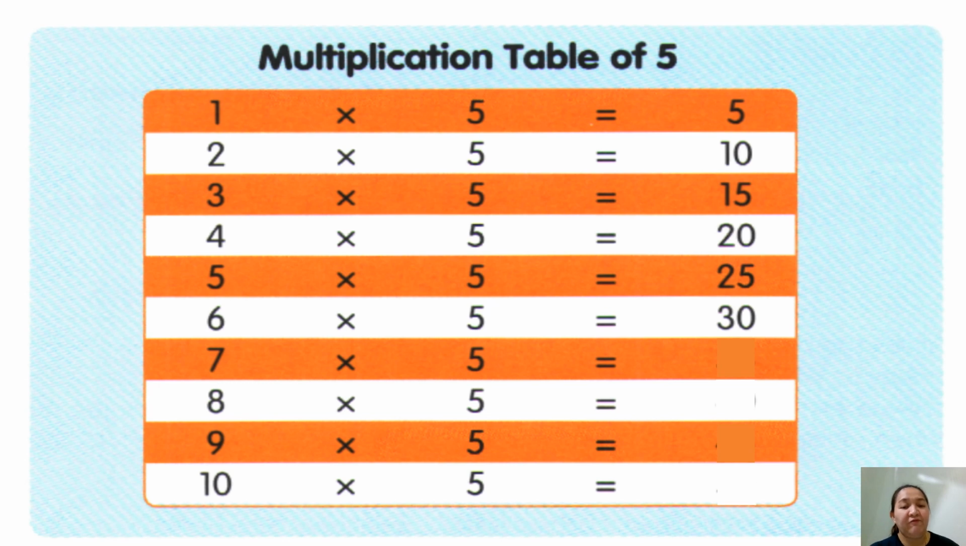7 multiplied by 5 is 35. 8 multiplied by 5 is 40. 9 multiplied by 5 is 45. 10 multiplied by 5 is 50. Very good.